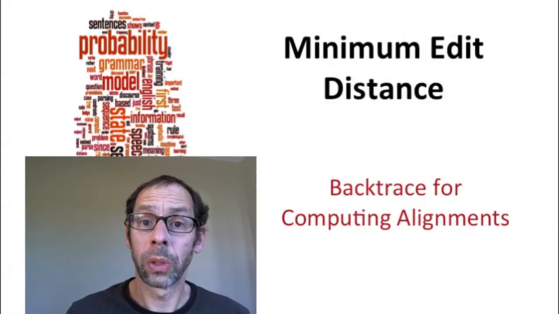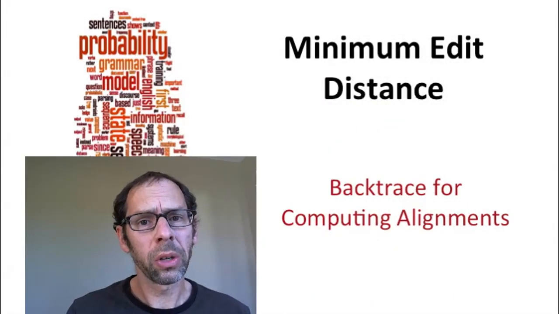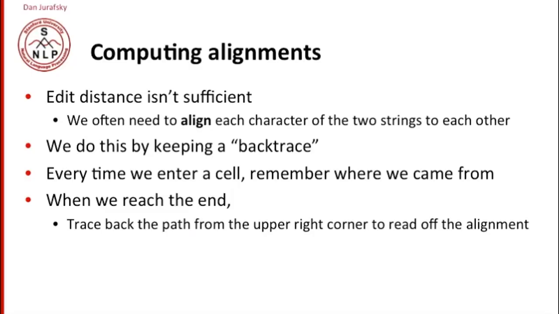Knowing the edit distance between two strings is important, but it turns out not to be sufficient. We often need something more, which is the alignment between two strings. We want to know which symbol in string X corresponds to which symbol in string Y. And this is going to be important for any application we have of edit distance, often from spell checking to machine translation, even in computational biology.